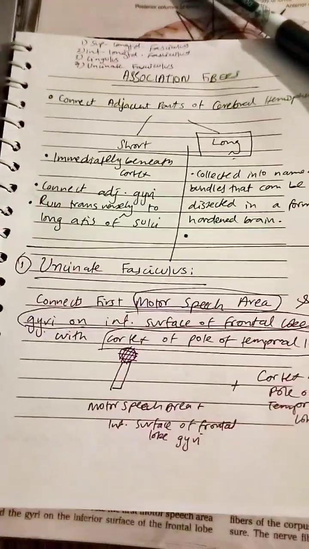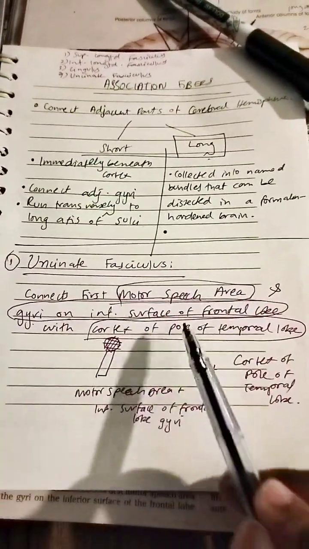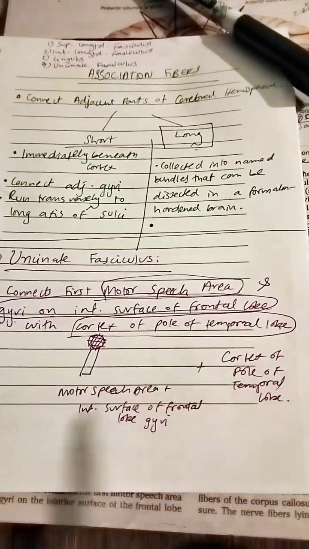Firstly, let's talk about the uncinate fasciculus. It is going to connect the first motor speech area and the gyri on the inferior surface of the frontal lobe with the cortex of the pole of the temporal lobe.